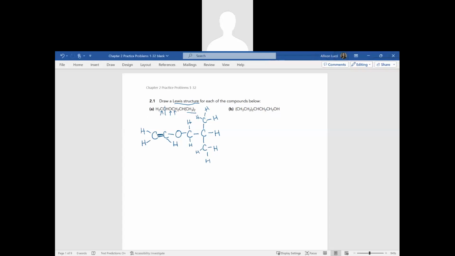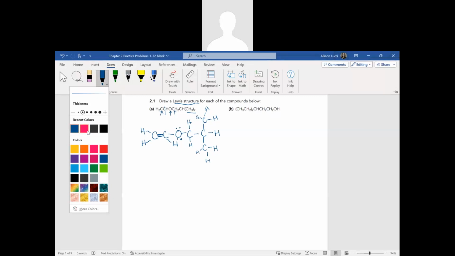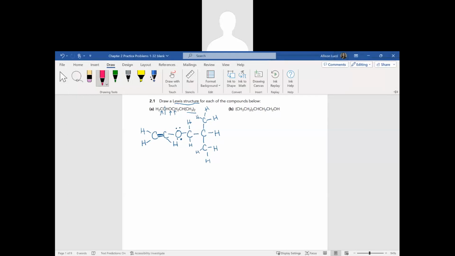And then when we move next door to the oxygen, we notice that the oxygen is neutral. There's no formal charge indicated. So we know that to be neutral, oxygen likes to have 2 bonds and 2 lone pairs. So this is our Lewis structure for the first molecular formula. Let's take a look at B here and see if we can do the same thing.